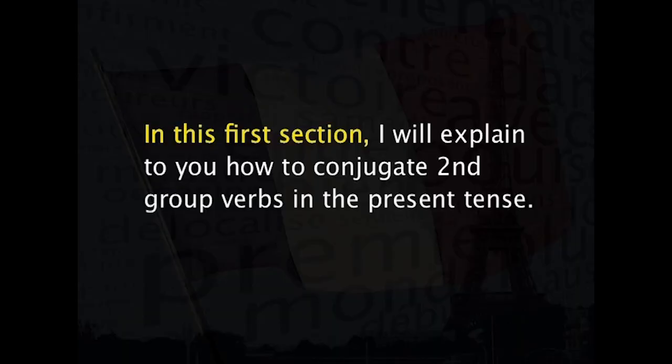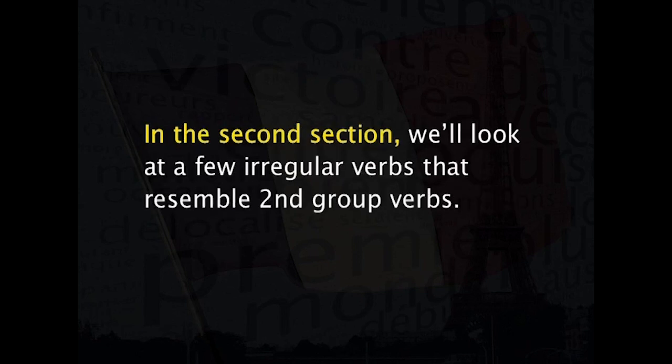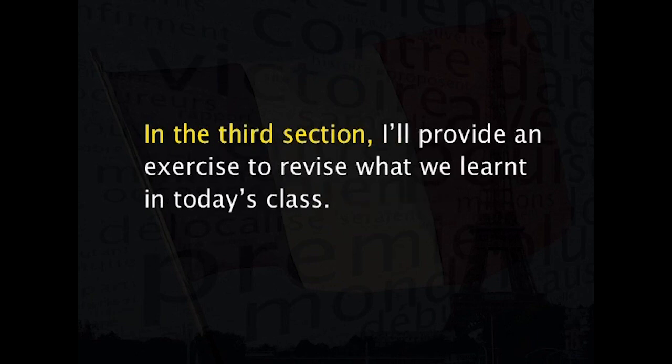This lesson has been divided into 3 sections. In the first section, I will explain to you how to conjugate second group verbs in the present tense. In the second section, we'll look at a few irregular verbs that resemble second group verbs. And in the third section, I'll provide an exercise to revise what we learned in today's class.